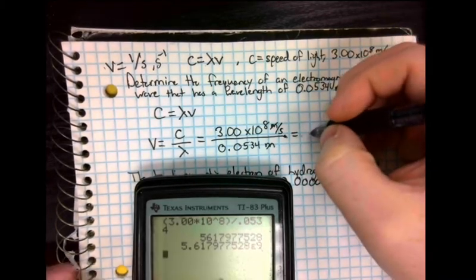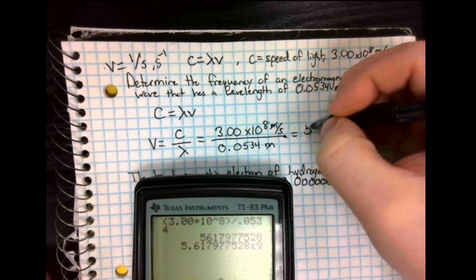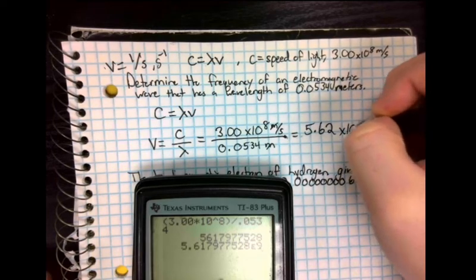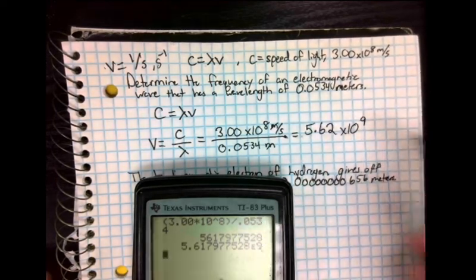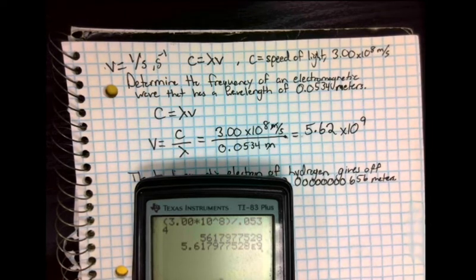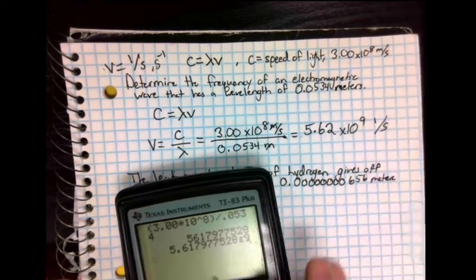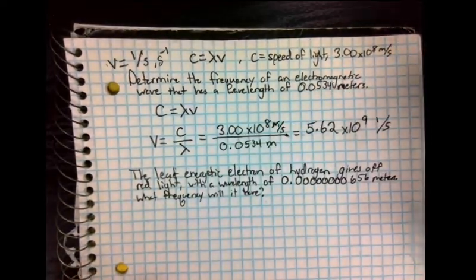So we're going to plug that in, and this time I've got 5.62 times 10 to the 9th. This e right here is times 10 to the 9th. Okay, so other than that, and again, this is going to be inverse seconds. We also have a second equation.